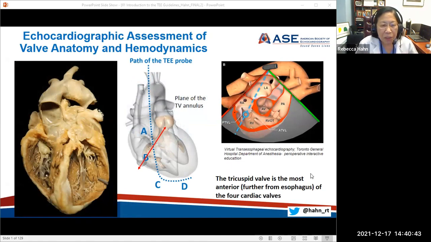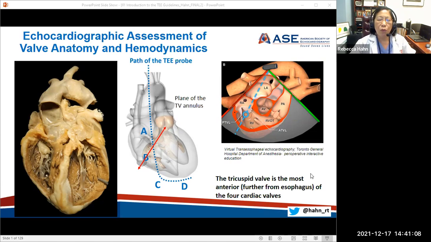So let's talk about the tricuspid valve now. And the anatomy of the tricuspid valve is somewhat complex. It happens to be the largest valve and the most anterior. Therefore, it's the furthest thing from our probe. And in addition, unlike the mitral valve, which we talked about in the last webinar, we can't actually get all the way over to the dome of the right atrium. That's all the way in the right chest.